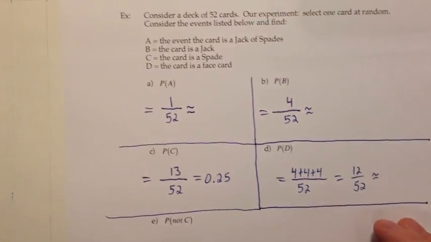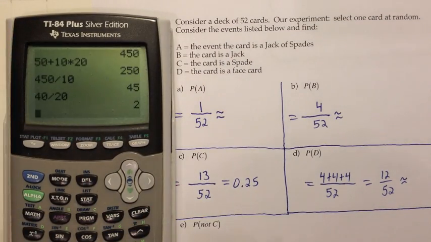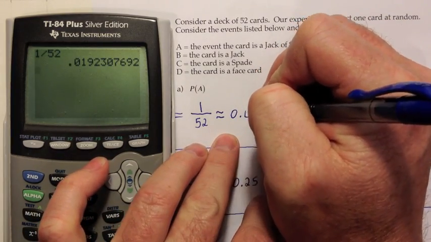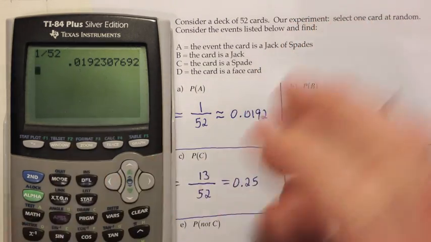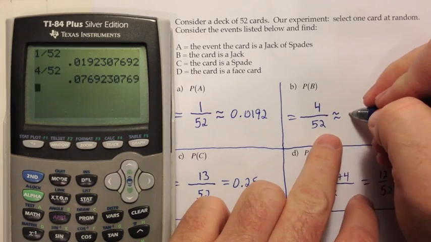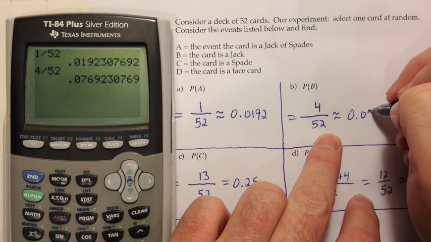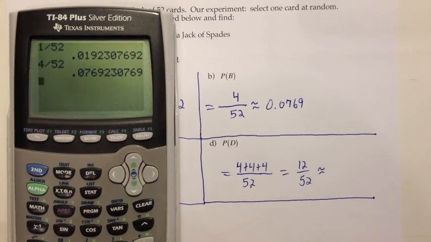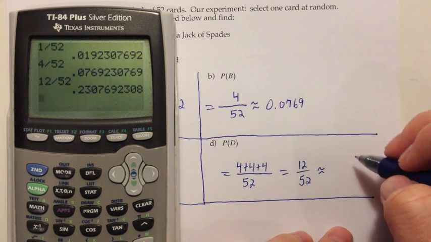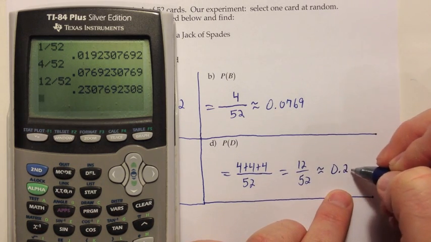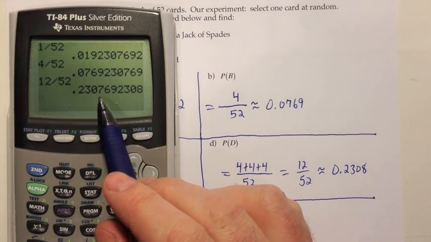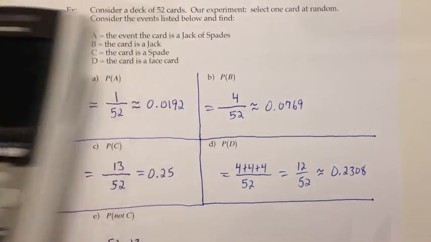And then just bring it in the calculator to get the decimals for the rest of those. 1 over 52 is 0.0192, 4 over 52 is 0.0769, and then finally over here the 12 out of 52 would be 0.2308. On every one of these I am rounding to 4 decimal places, so I'm looking at the 5th, and in this case that was a 6, so I rounded that 7 up to an 8. Alright.